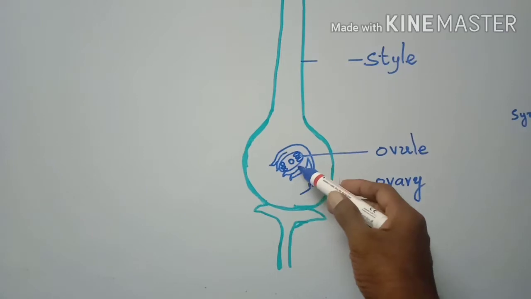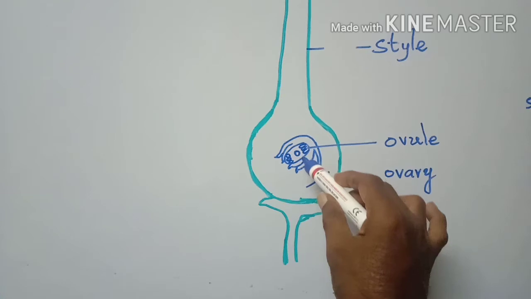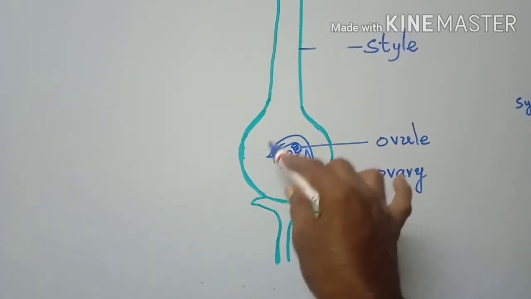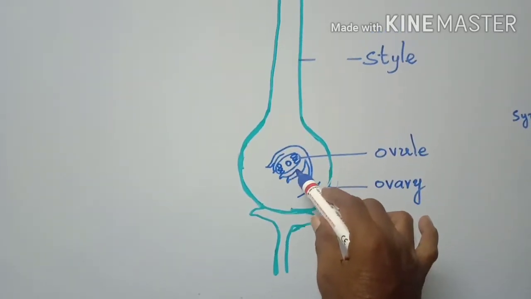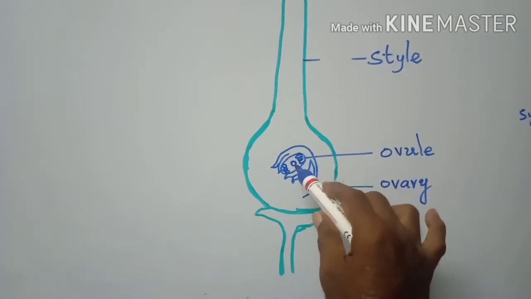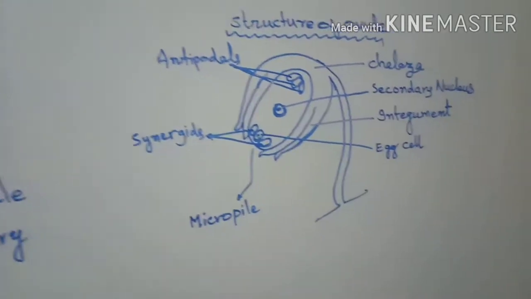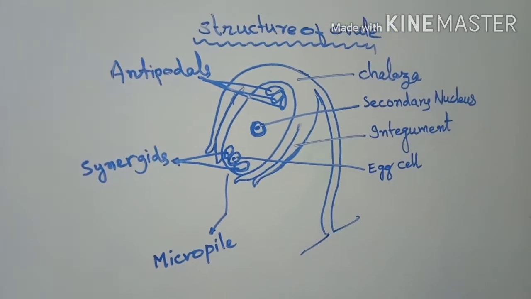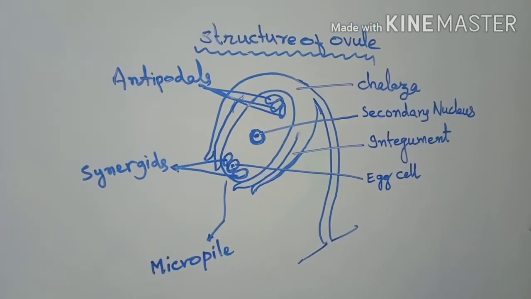Inside the ovary, several ovules are present. It is one ovule showing here. Like this, several ovules are present in the ovary. Then how is the ovule present? In that, which parts are present, that we want to see. So see the structure of the ovule. Here is the ovule structure.